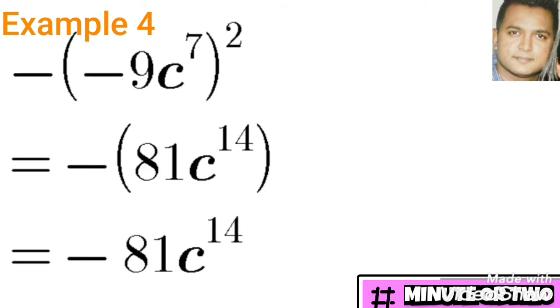So now in this step here we have a minus 1 that's in front of the bracket being multiplied by a positive number inside the bracket, and a minus times a plus will give us a minus answer. That's how we arrive at minus 81c to the power 14 as our final answer.